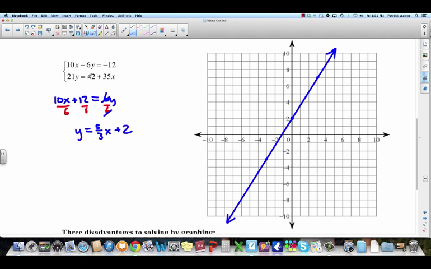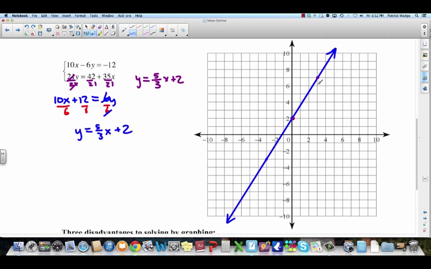Now let's deal with this second one here. I want to get the y by itself. Oh, easy. All I have to do is divide everything by 21. So this cancels out. I'm left with y equals, let's do the x first, 35 over 21. I can divide them both by 7. So that gives me 5 on the top, 3 on the bottom, x, and 42 divided by 21 is 2. So I get 5/3 x plus 2. Let's graph that. That's a y-intercept of 2. Oh, same y-intercept. And it has a slope of 5 over 3. Up 5, over 3.